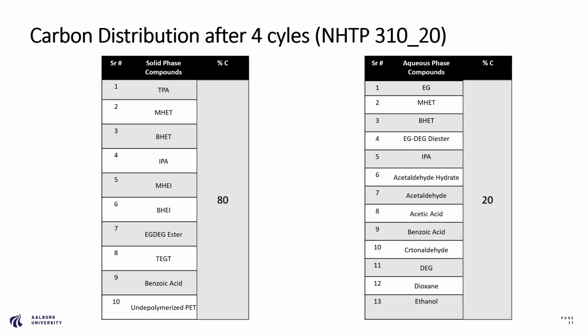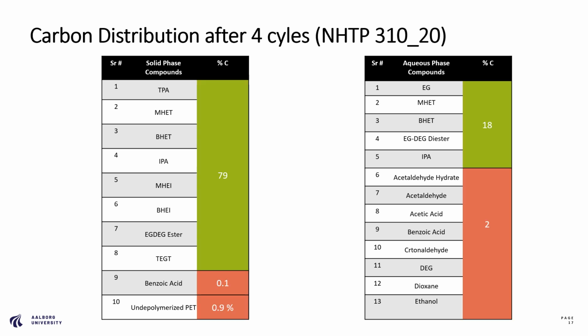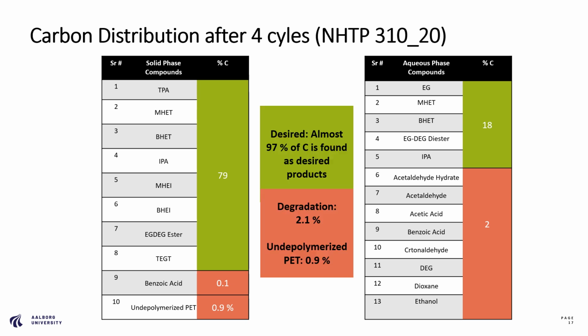The carbon distribution table shows that out of 80% carbon in the solids and 20% carbon in the aqueous phase, 79% is in the form of desired product in solids and 18% is in the form of desired product in the aqueous phase. Overall, this means 97% of the carbon is in the form of the desired product, with the remainder being degradation product and undepolymerized PET.